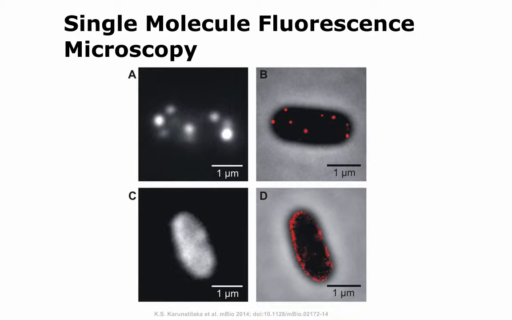For example, this is an image of a gut bacteria which has some proteins of interest fluorescently labeled. On the left is a conventional fluorescence microscopy image. Can't make out many details due to diffraction, but on the right, single molecule fluorescence microscopy reveals unseen details in how those proteins were arranged in the cell.